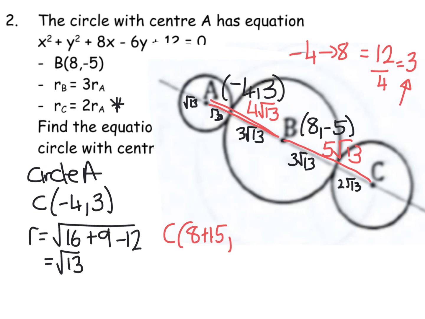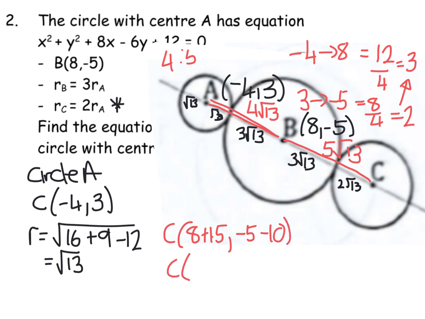And then I'll do the same for the y's. For the y's, to go from 3 to -5 is a gap of 8. And that was 4 parts. Divide that by 4 gives me 2. So each step or part or share is worth 2. I need to go 5 shares because this ratio is 4 to 5 we're using. So if each share is 2, I need to go 10. And I'm going from 3 to -5, so I'm going down. So I need to do -5 down 10. So the centre of C is 8 plus 15 is 23.